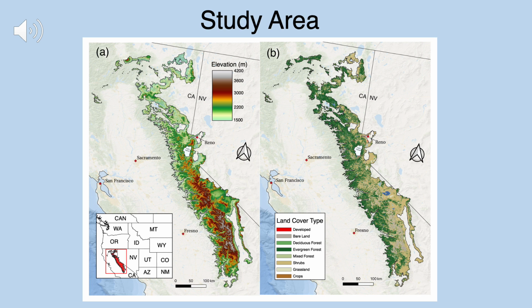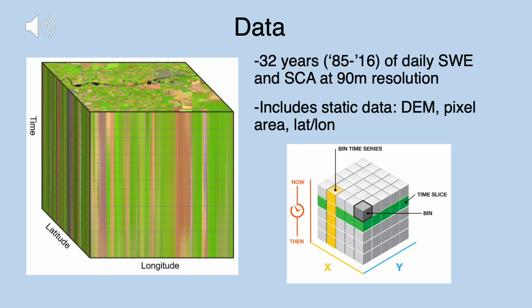And on the right side of the map in B, we have a land cover type representation ranging from evergreen and deciduous forests to shrubs to grasslands to even bare earth at the higher, more alpine zones. The data Margulis et al. produced is 32 years of snow water equivalent data at 90-meter resolution from 1985 to 2016. To visualize the analysis we're going to display the image on the bottom right.